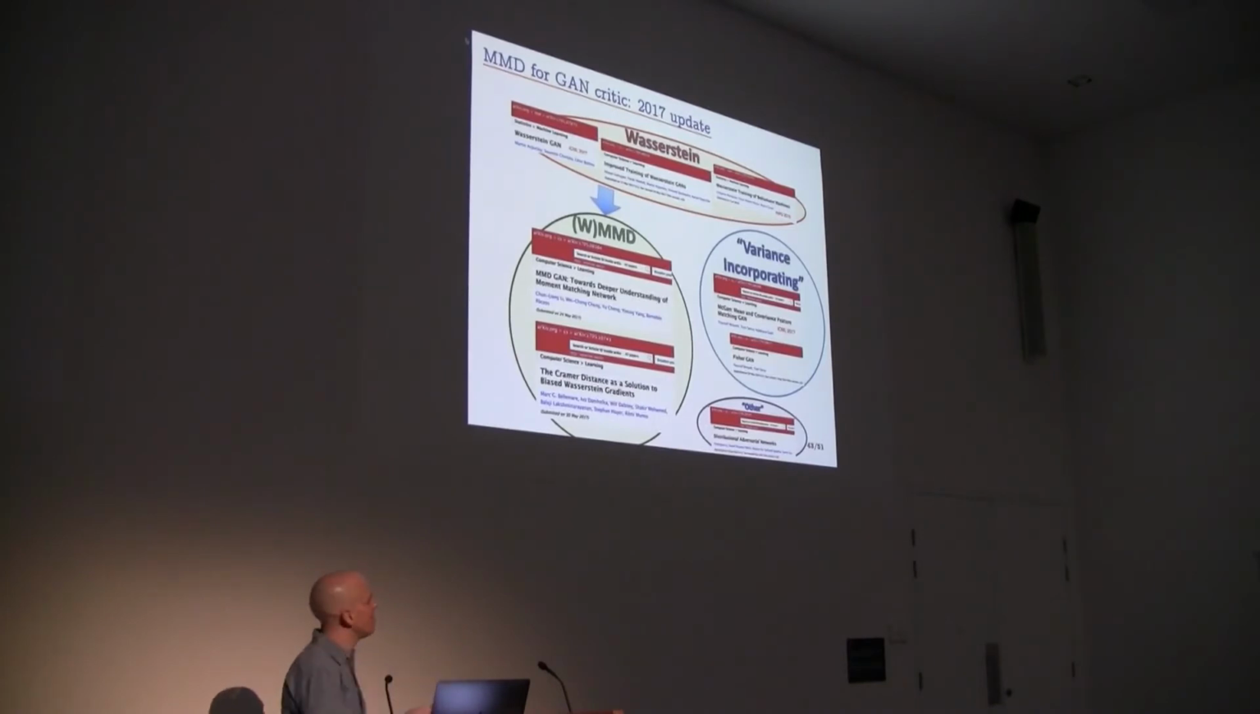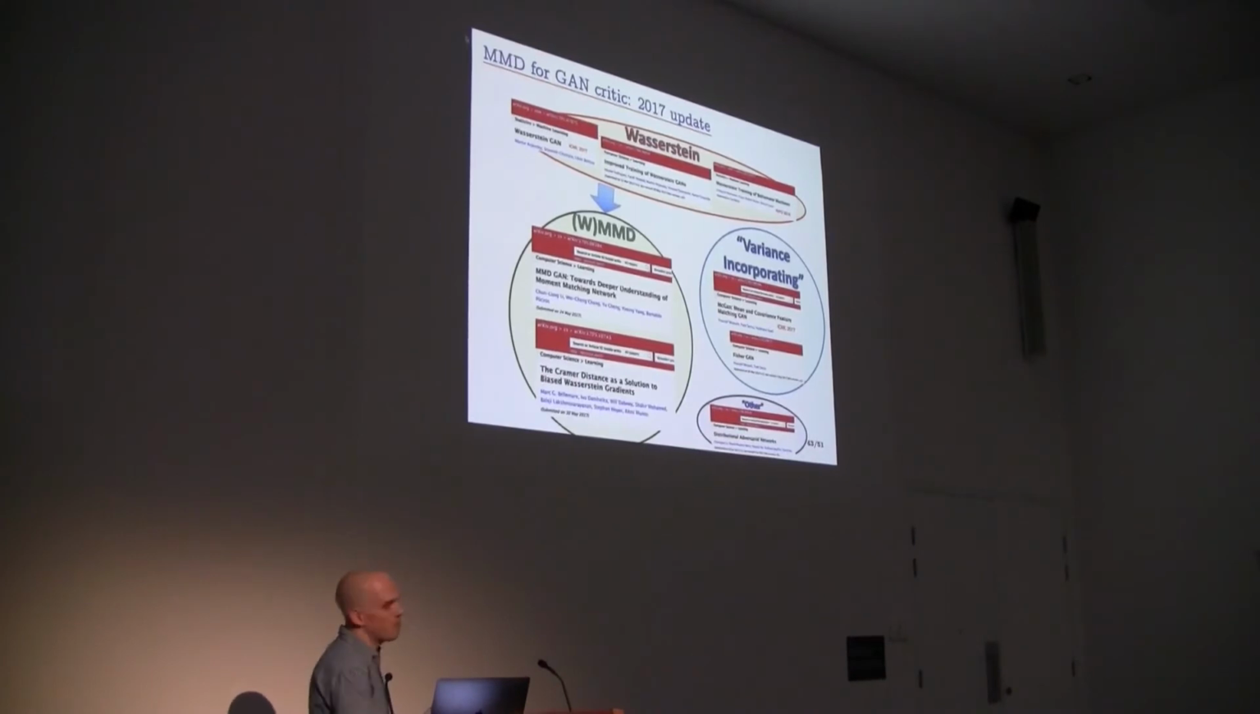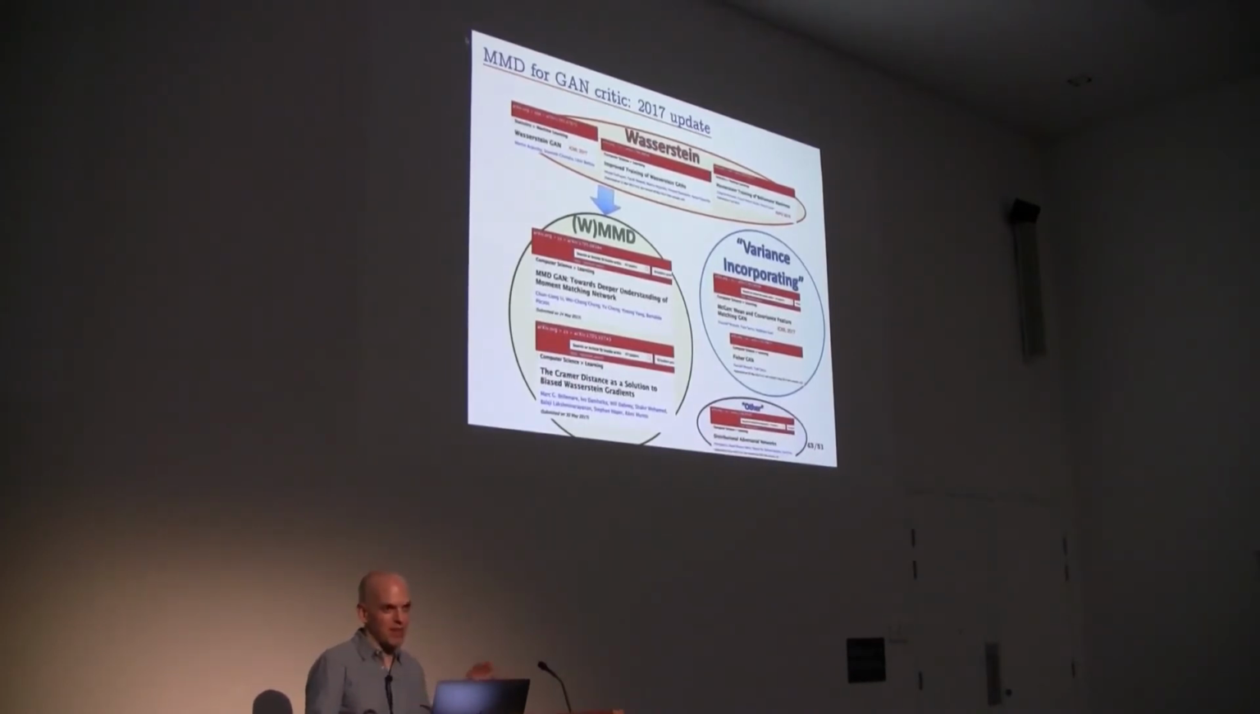Also this year, there's a set of papers coming out of IBM which incorporated variance in different ways to train MMD GANs. This first one, which just appeared a couple of days ago at ICML, used both mean features and feature covariances as their feature representation.